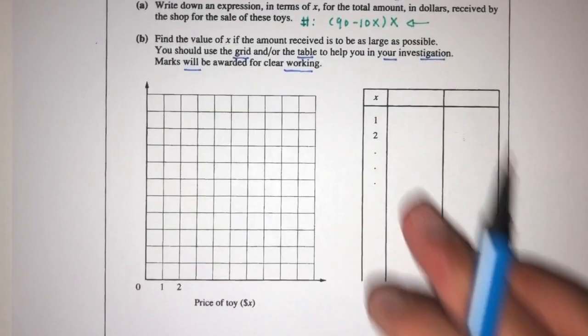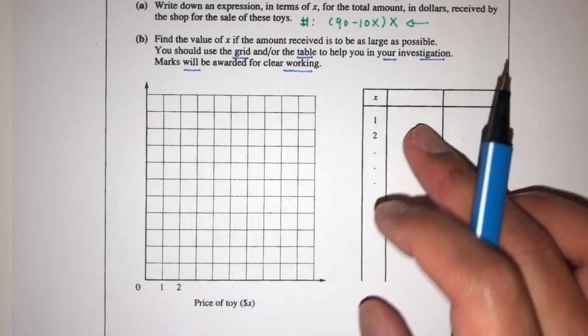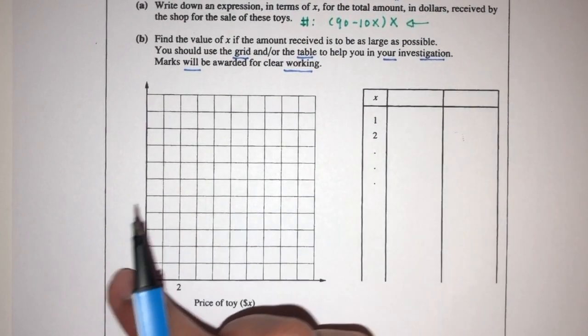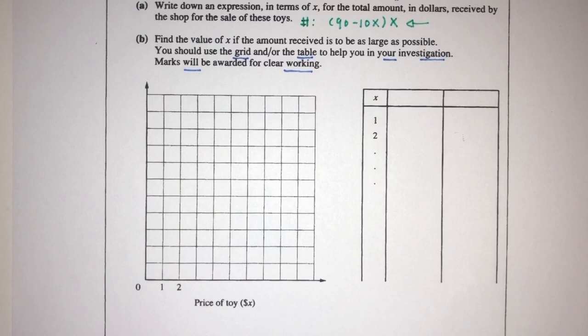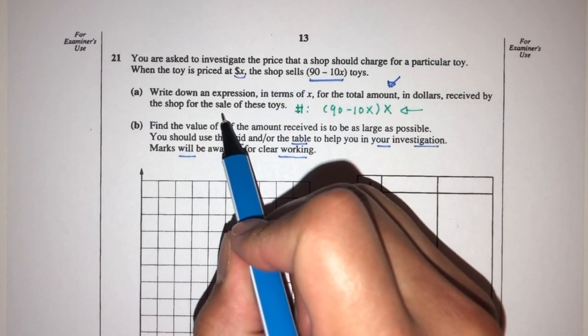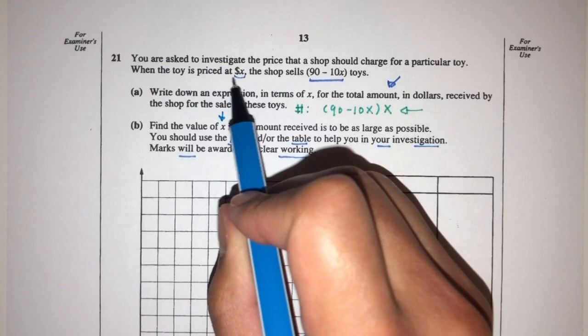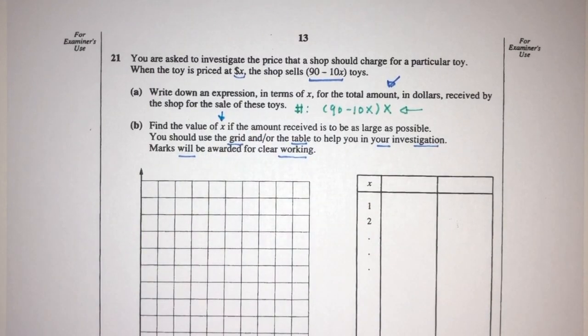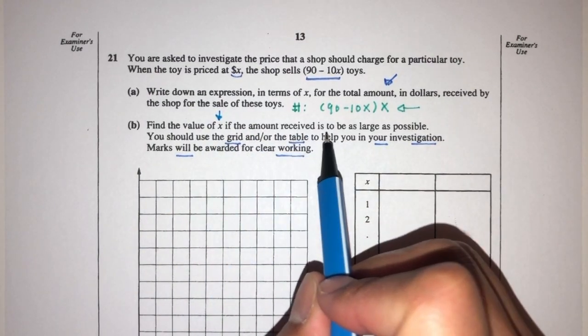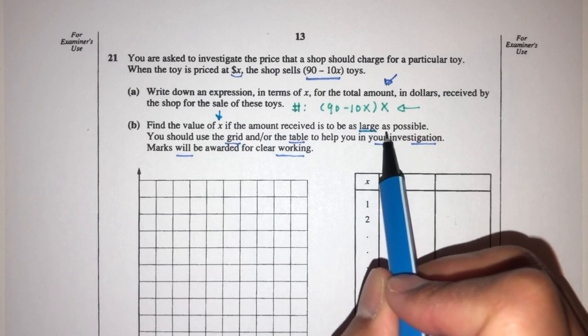For example, you will replace the values here in the table, and you will draw a graph, right? You will draw a graph, and then the value of x to find is what? Again, you have to find the value of x. So x is the price. So you have to find x in the end, so that the amount received will be as large as possible.